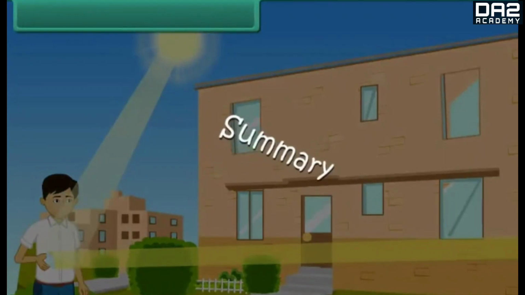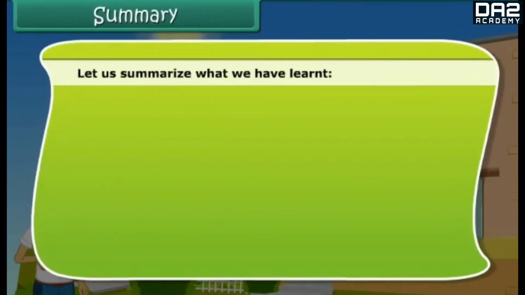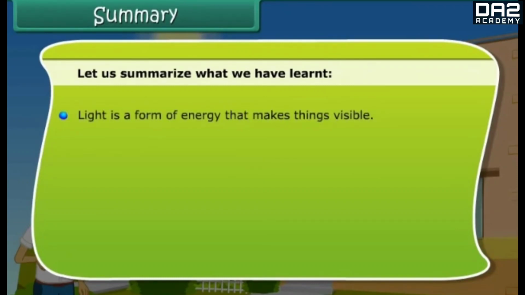Summary. Let us summarize what we have learned. Light is a form of energy that makes things visible. Light travels in a straight line.